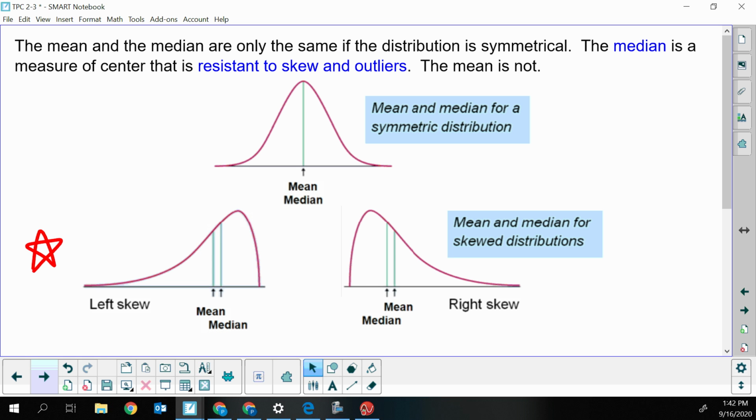If your outliers are on the low end, notice the mean gets pulled left of the median. If the outliers are on the high end, notice the mean gets pulled to the right of the median. So the outliers cause the mean to be pulled in their direction. And the outliers are shown in the picture by where the tail is.